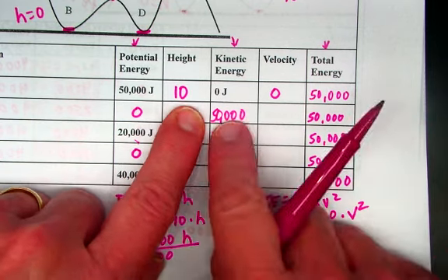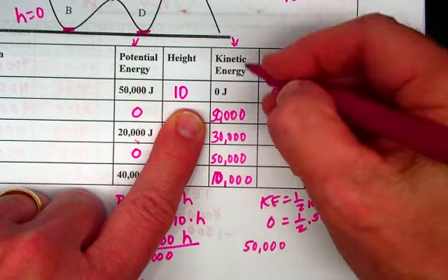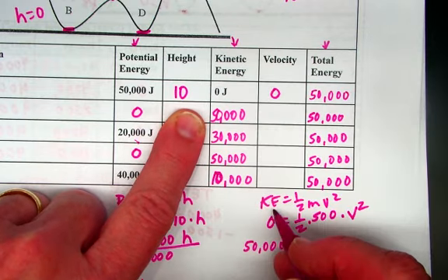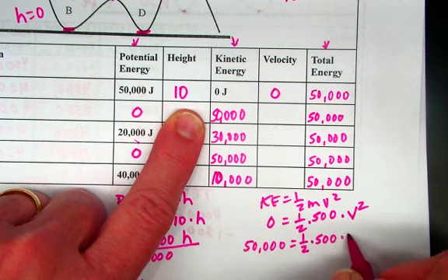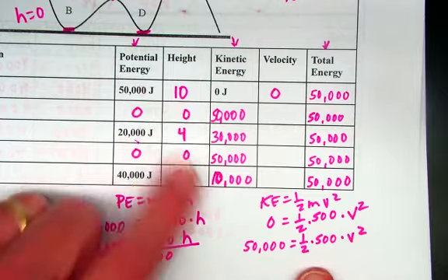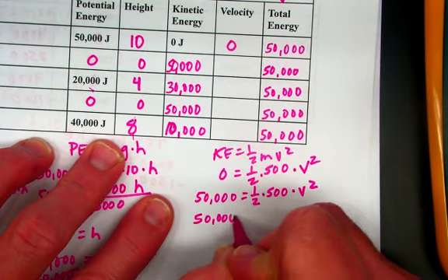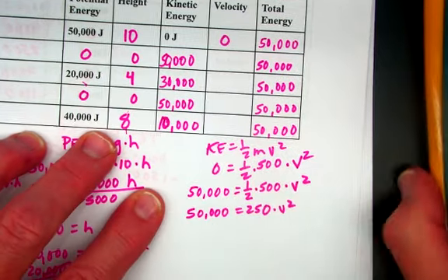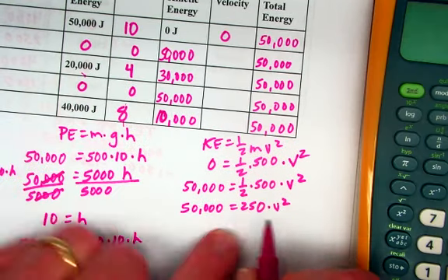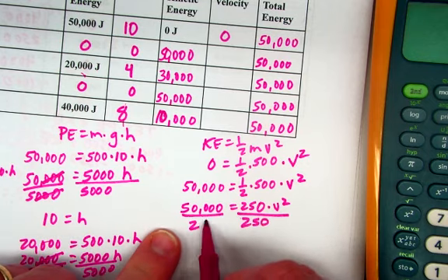So let's try this one. If we know the kinetic energy is 50,000, right? I've got to plug it in for KE. I know 1/2 is part of the equation. M is 500 times V squared. So I'm going to have to do this math problem. Simplifying, 50,000 equals 250 times V squared. This is going to be 250 every time. I'm going to divide both sides by 250.